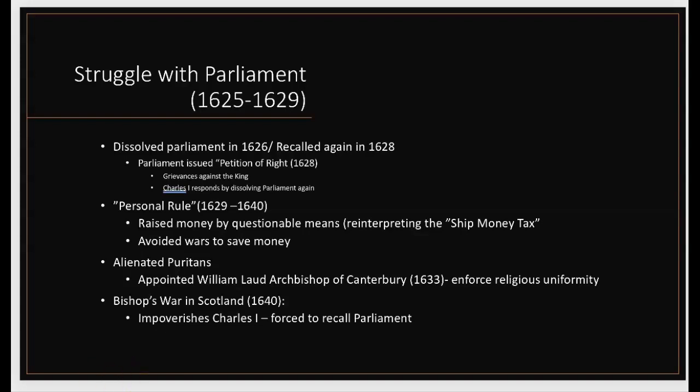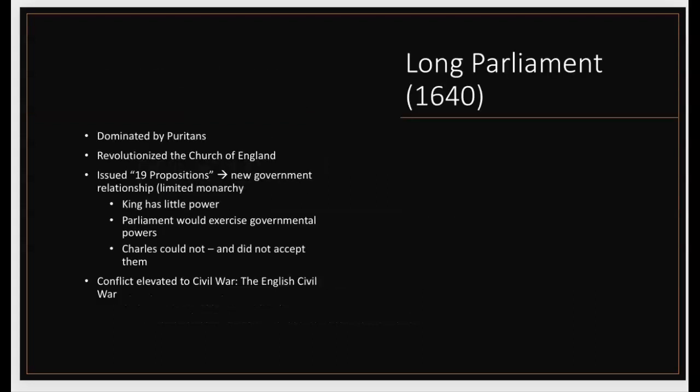And because of that, there is what we call the Long Parliament. There's a short parliament and a long parliament, but I'm just going to talk about the Long Parliament, where Charles is forced to work with them. And what happens during that Long Parliament is that it's dominated by Puritans, and they decide that they want to secure the rights of Parliament in the face of Charles I's absolute tendencies.